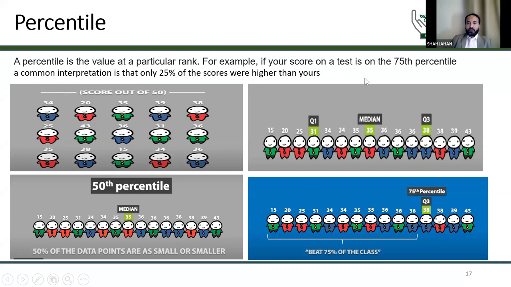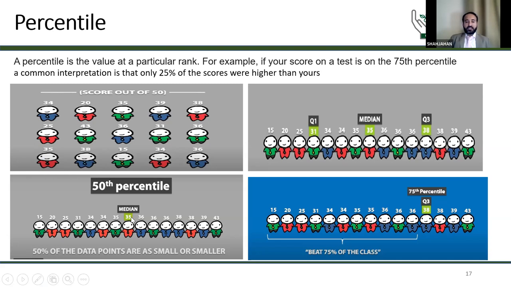For example, if your score on a test is 75th percentile, a common interpretation is that only 25% of the scores were higher than you. If anybody is saying that you are 75th percentile, it means there is 25% above you and 75% lower than you. Like this example, we have 15 students and they gave one test out of 50, they received this score. So now, if this 35 here, this is the median, and this is known as 15th percentile.